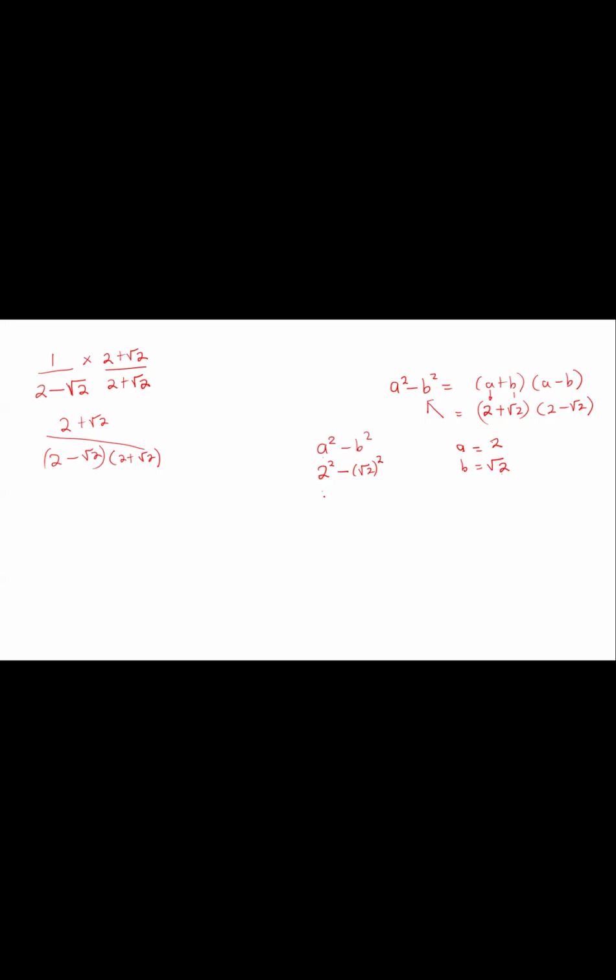Now, 2 squared is 4 minus. Root of 2 squared means root of 2 times root of 2. Root 2 times root of 2 means root of 2 times 2, which gives us root of 4. Root of 4 is 2. So here I have 4 minus 2, which will end up giving me 2. That means the whole of this denominator reduces to 2. So now my answer will be 2 plus root of 2, everything divided by 2. And this is my answer.